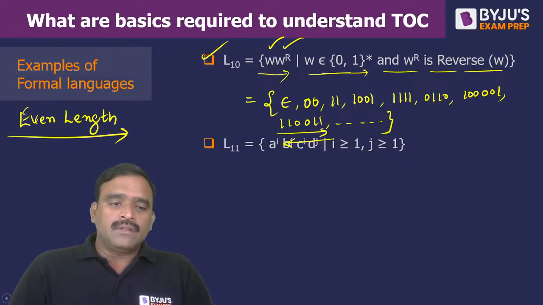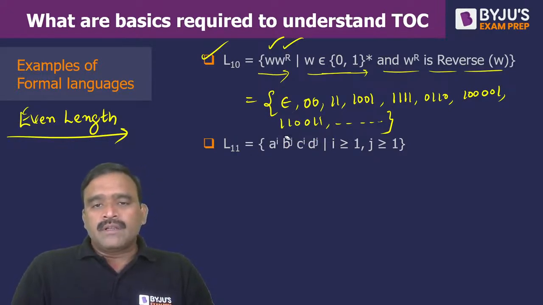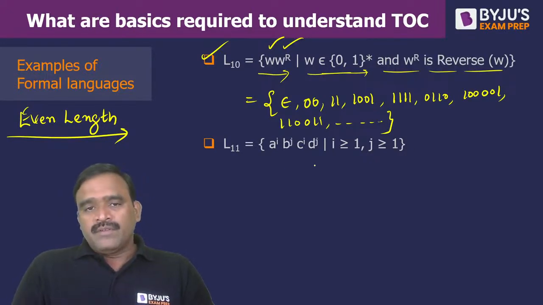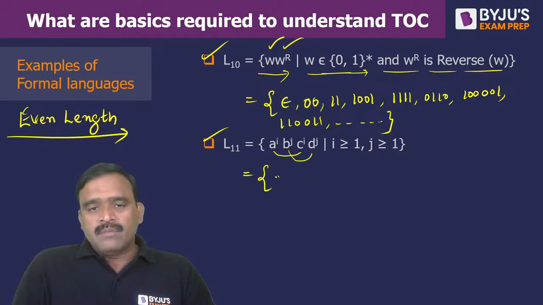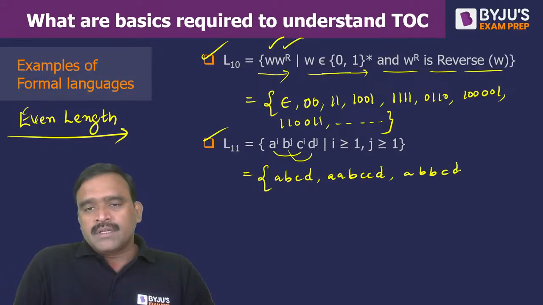Now coming to the next one. This language, you can observe, what happens here? A power I. What type of strings are valid here? Can you tell some of the valid strings? So A power I, B power J, C power I, D power J. So the A's and C's must be the same in number, and the B's and D's must be the same. So the smallest string is ABCD. And we can also have ABCCD. We can also have ABBCDD. This type of strings is possible.